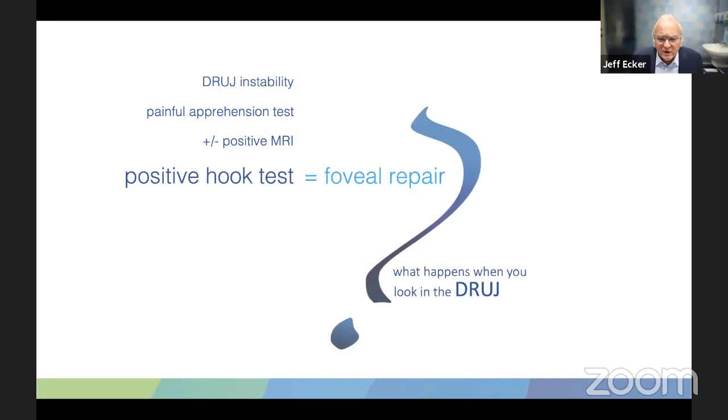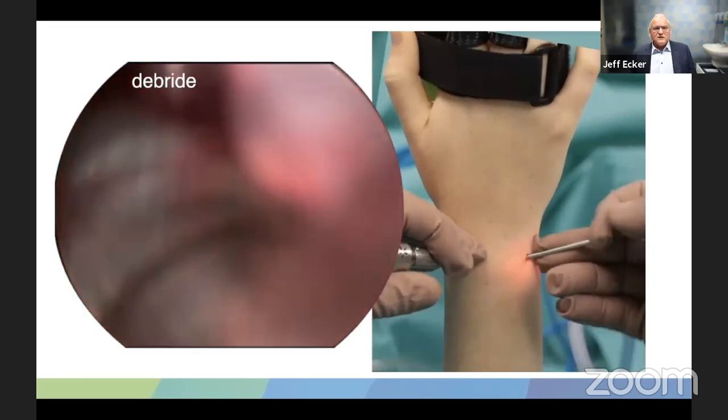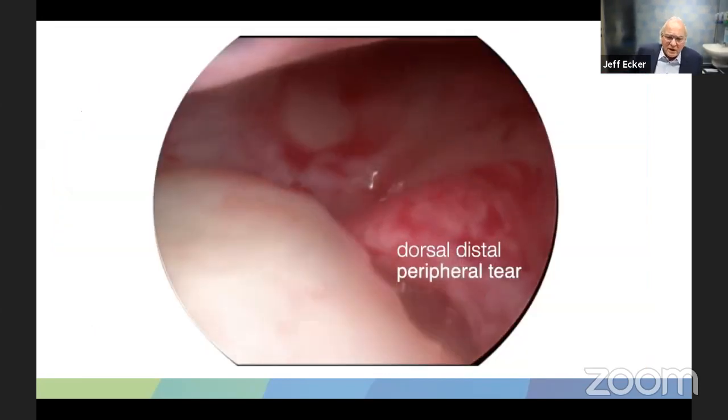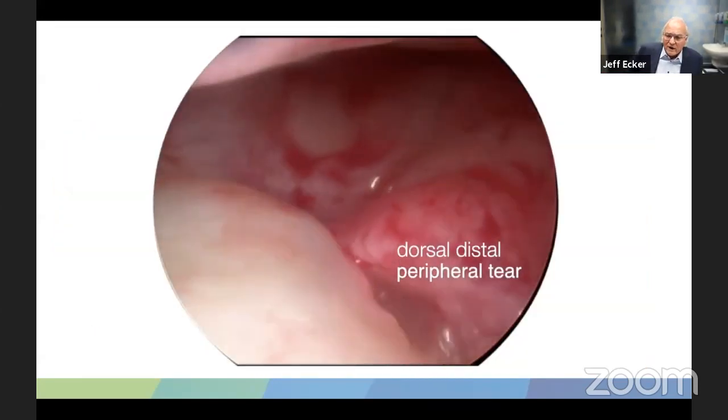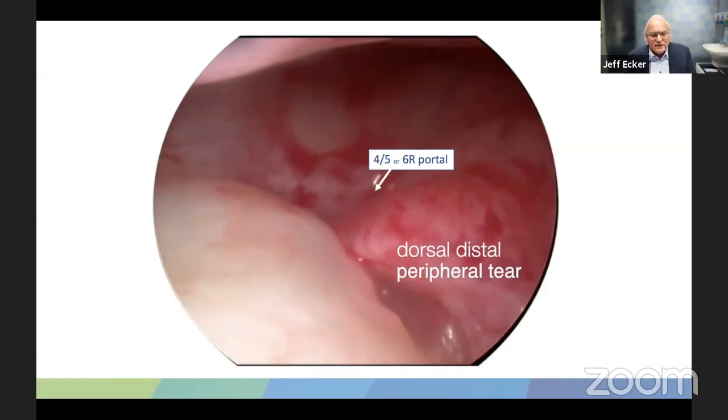But what happens when you look into the DRUJ? Here you can see me debriding the DRUJ from the radiocarpal joint. And you can see this dorsal distal peripheral tear. You can see the site of the 4, 5, or 6R portal. And it's really important, the main structural damage is dorsal when you start looking at it through the scope.